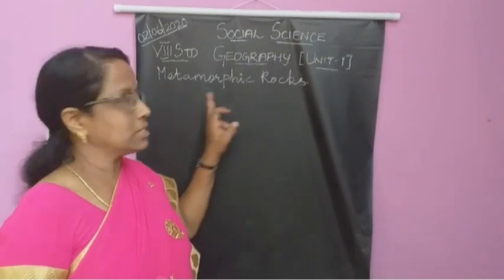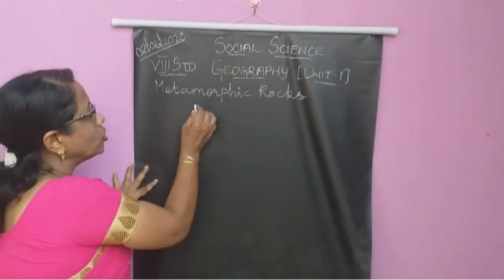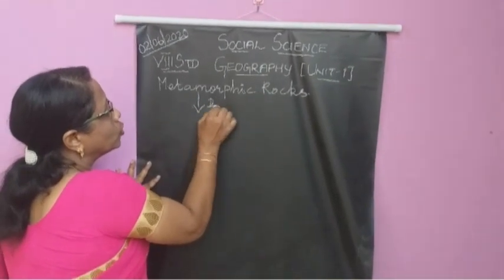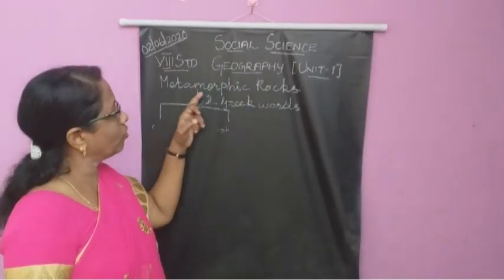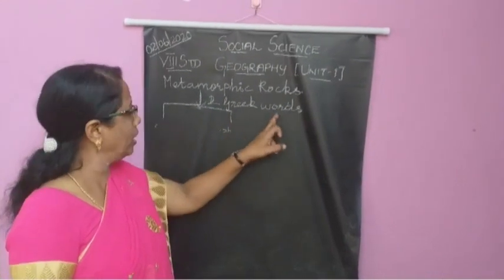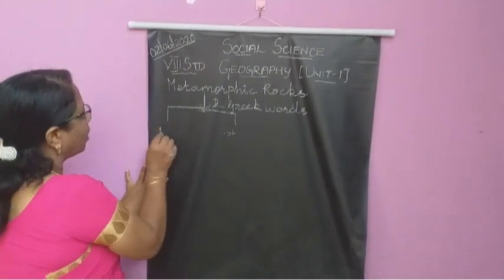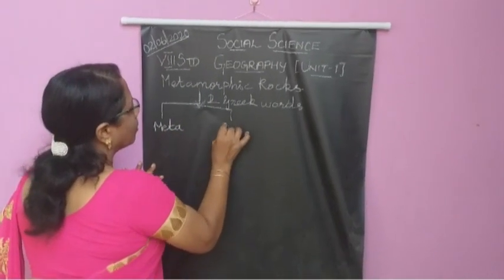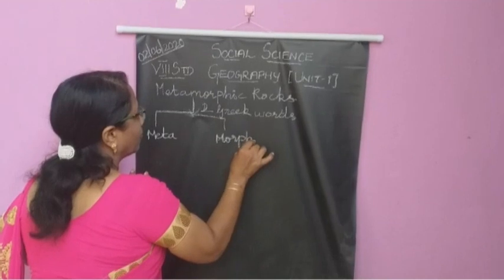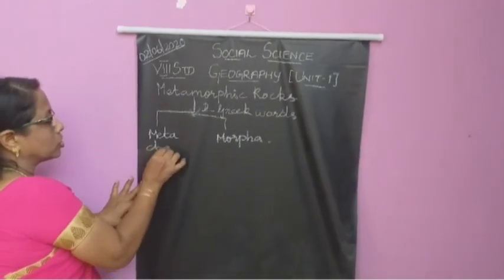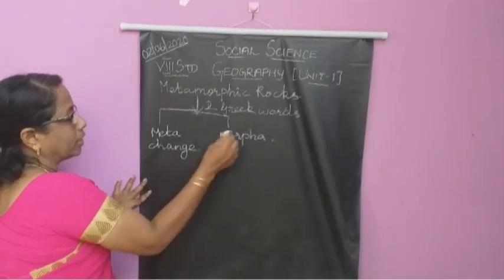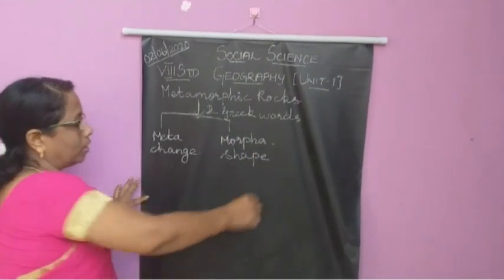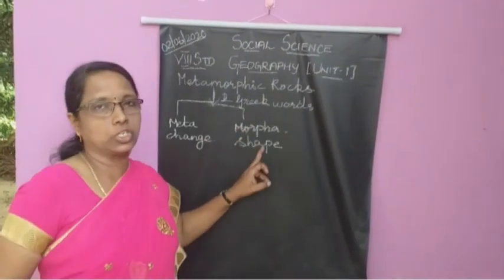Next, metamorphic rocks. The word metamorphic is derived from two Greek words: meta and morpha. Meta means change, morpha means shape. From this itself we can understand what is going to happen.